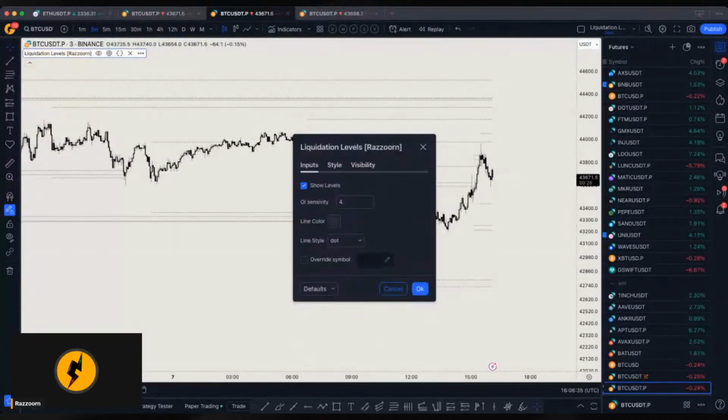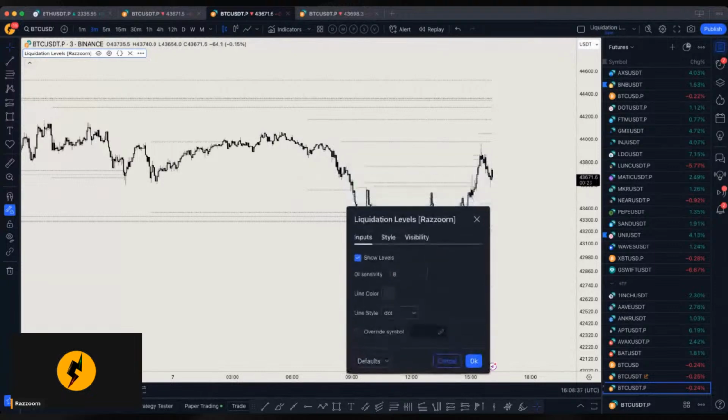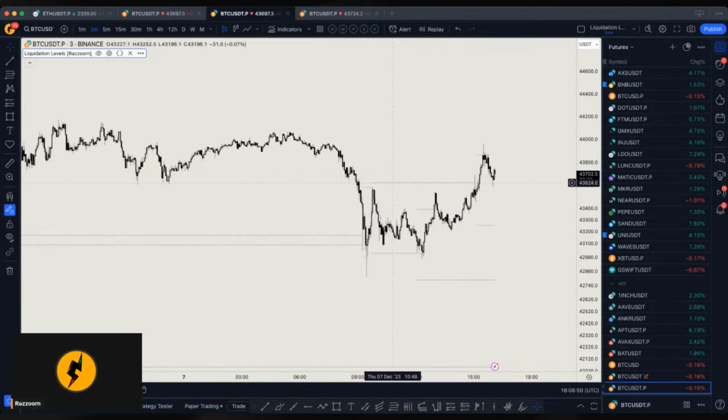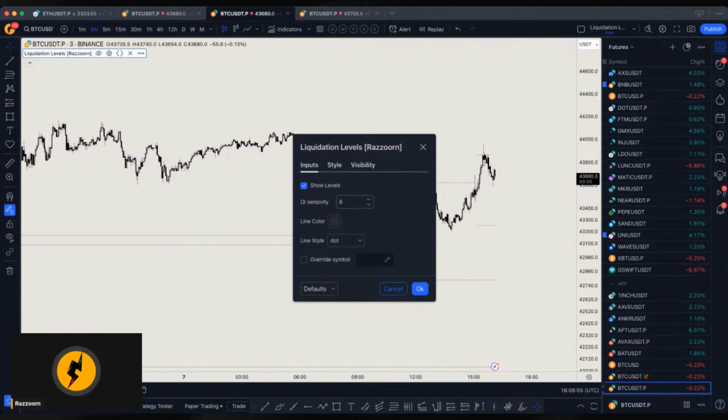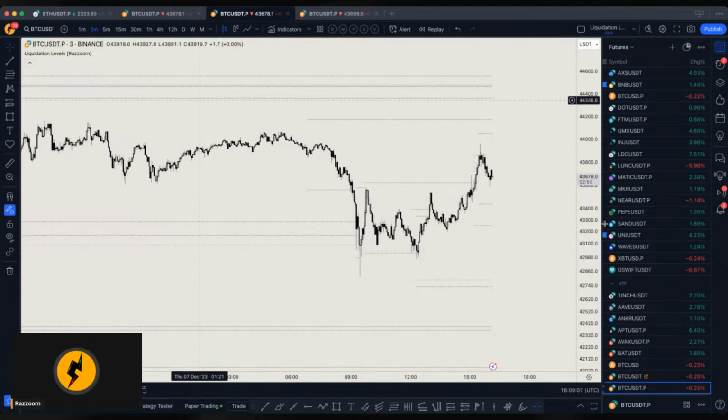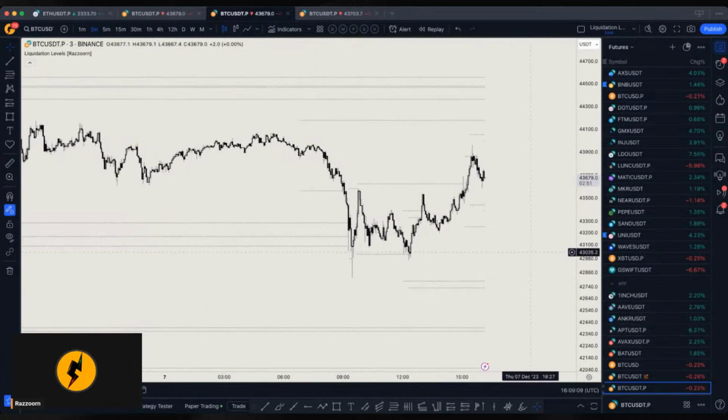But if you increase it, you get a smaller amount of levels, because it filters them out. It only shows you the ones that are important. That's the setting that took me a lot of time to figure out. There are a lot of coefficients and stuff that I didn't really want to have here. But yeah, I use 5 on the BTC chart.